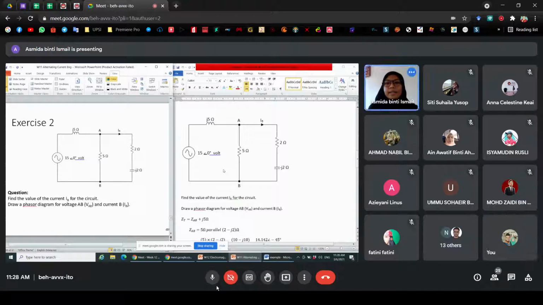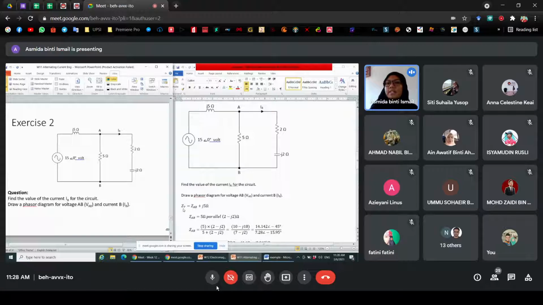Okay. Find the value for the IB. So you need to find the value for this current. First of all, you need to find the total impedance ZT. So you find the value for the ZT here. ZT is equal to ZAB plus J5 ohm.